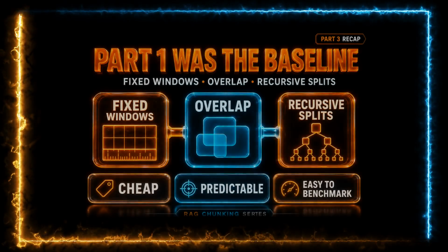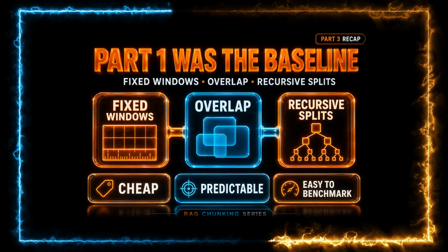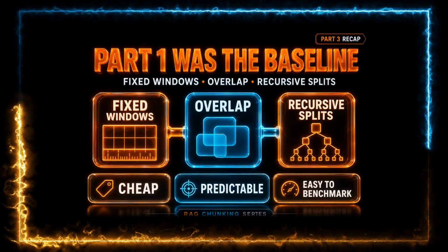Hi, welcome back. Part 1 was the baseline. Fixed windows, overlap, recursive splits. Cheap, predictable, easy to benchmark.